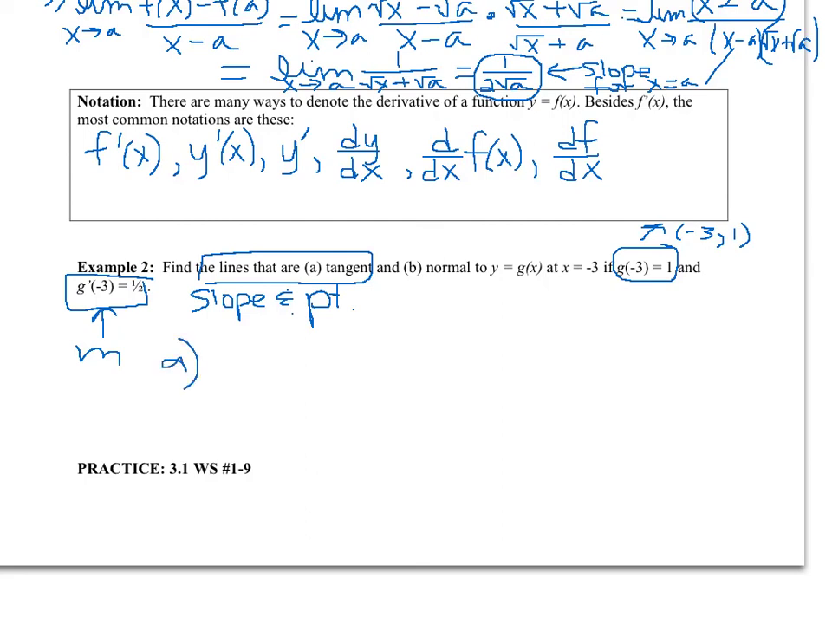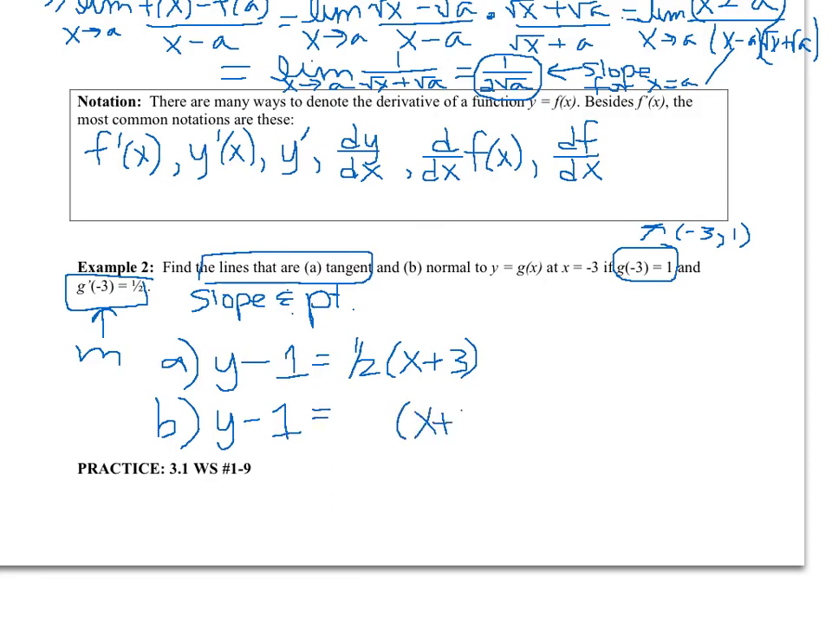So for the tangent line equation, you're just going to use your point slope form. Y minus 1 equals 1/2 times the quantity of x plus 3. Now, one of the reasons why it's so useful to leave it in point slope form is because then you can just jump right to your normal equation. You're going to have the same x and y coordinates that you used for the tangent line, and the only difference now is that the opposite reciprocal slope is used for the normal lines, because again, normal and tangent are perpendicular to one another.